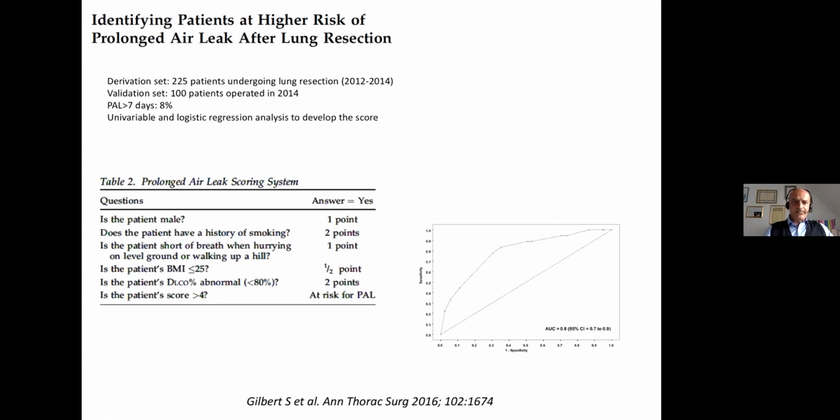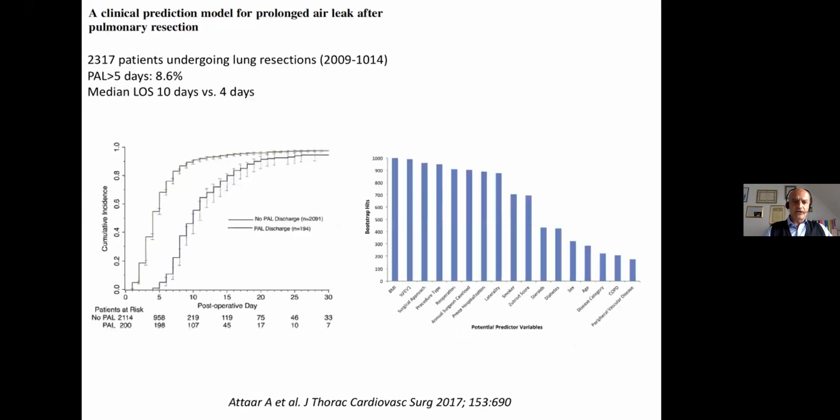Similarly, other authors have proposed other easy risk scores. But again, you see the low BMI, the gender, and in this case history of smoking, and compromised respiratory function like reduced DLCO are obviously associated with prolonged air leak, and the model was quite discriminatory with a C index of 0.8 in this population.